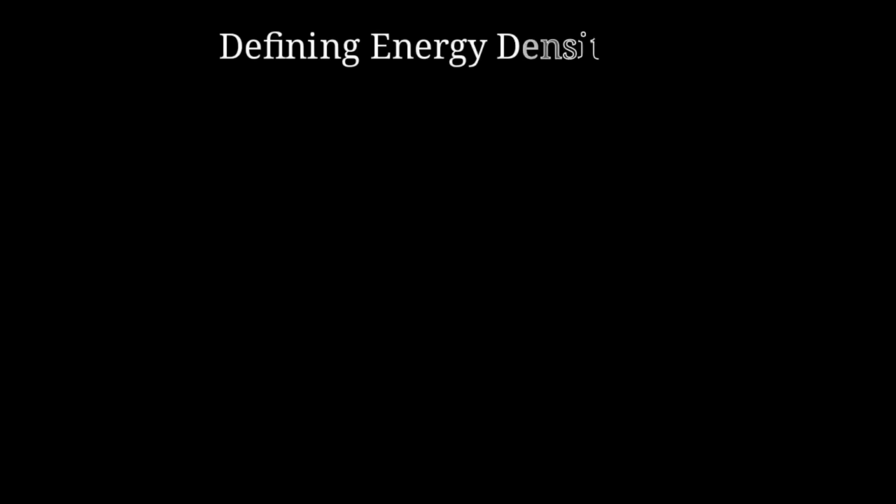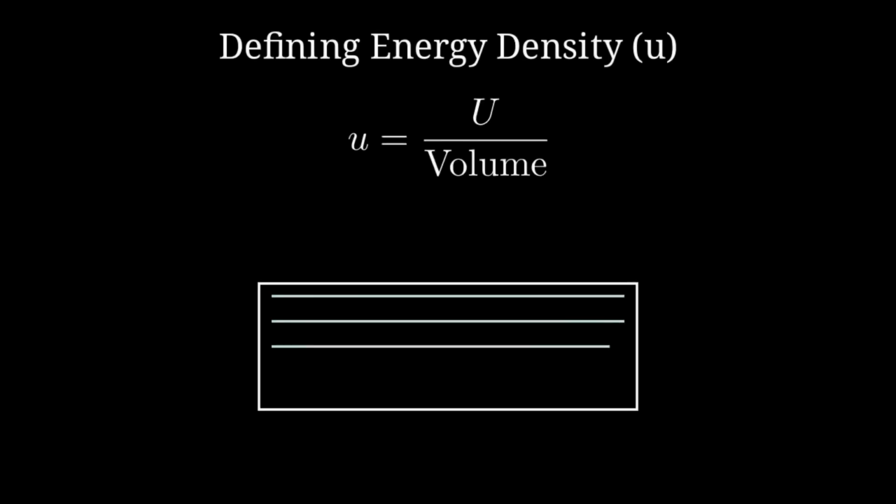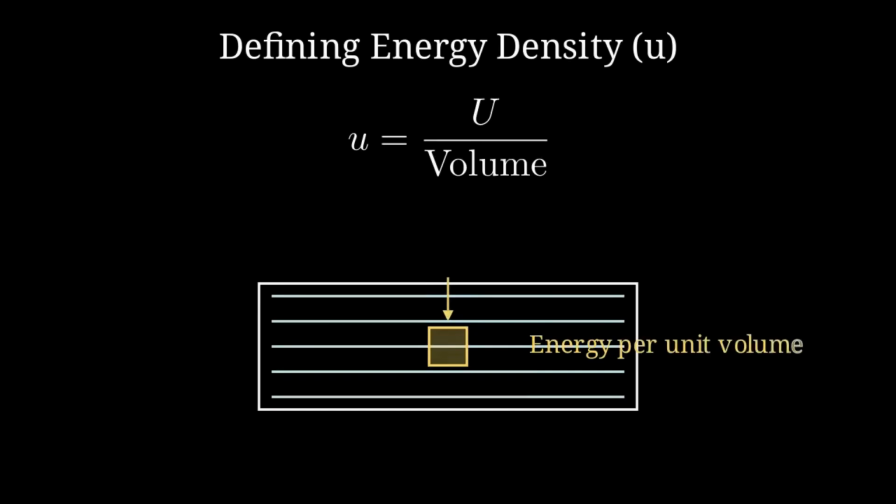Energy density, denoted by a lowercase u, represents the amount of energy stored per unit volume. By dividing the total energy U by the total volume V, we find the concentration of energy at any point in space. Let's start the derivation.